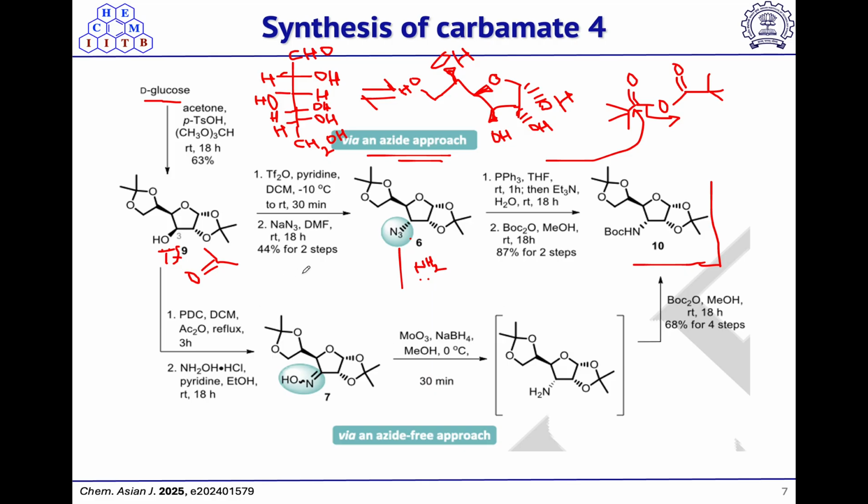Here the first two steps give 44%. Compared to that, here the total 4 steps to get this compound 10 give 68%. So this is the more favorable pathway. I mean, it's a more robust pathway. Okay, so now we can get this compound 10, right? So any doubt in this slide?